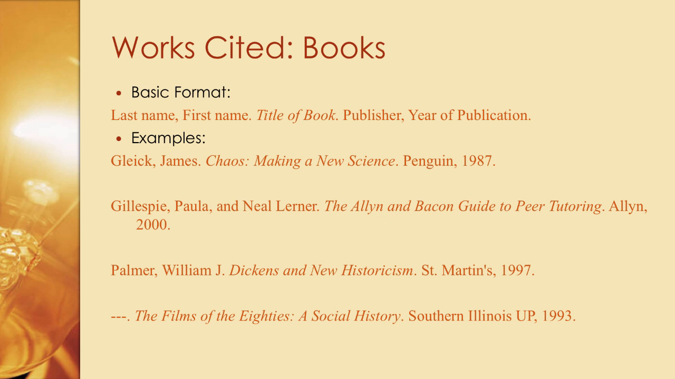So let's take a look at how Works Cited for books are done now, because this is a little different. The basic format is the last name of the author, comma, first name, the title of the book, which is in italics. It's italicized because it is a large publication. The publisher, that's the company, we no longer use the city or where it was done, comma, the year of publication. So for example, we have Glick, comma, James, Chaos Making a New Science, Penguin, comma, 1987. Notice it does not say print behind it anymore.